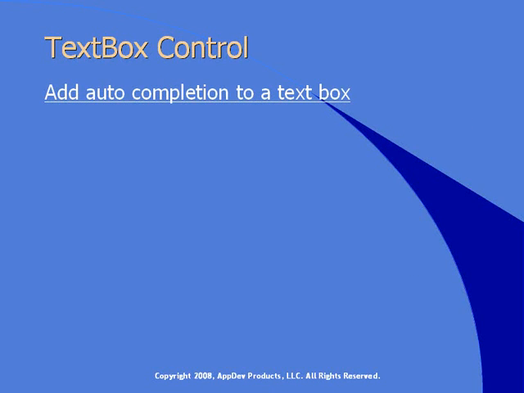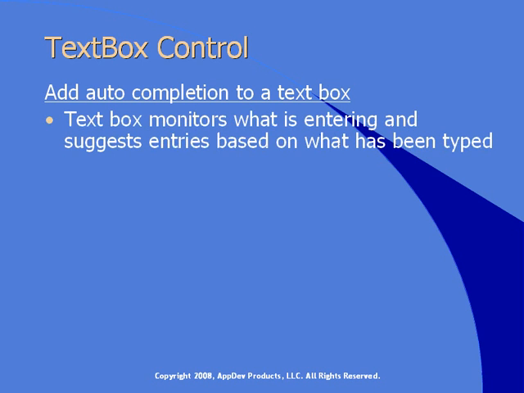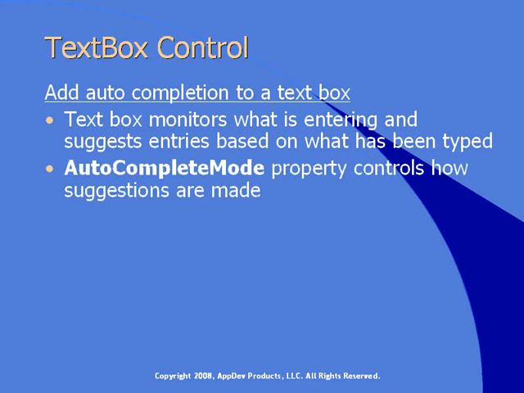You can add auto-completion to a text box. And this is a nice technique to have in Windows applications as well as web applications. So the text box will be monitoring what's been entered, and then it's going to suggest entries based on what's been typed. And you'll use the autocomplete mode property to control how the suggestions are made.